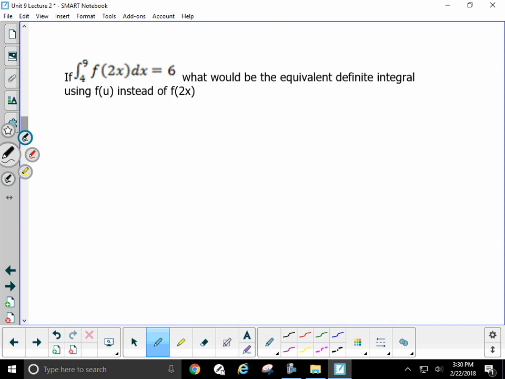We have an integral from 4 to 9 of f of 2x dx, and that's equal to 6. The question is, what would be the equivalent definite integral using f of u instead of f of 2x? So this is like a multiple choice problem, and you see all the answer choices look like this. It's a definite integral. It's f of u du.